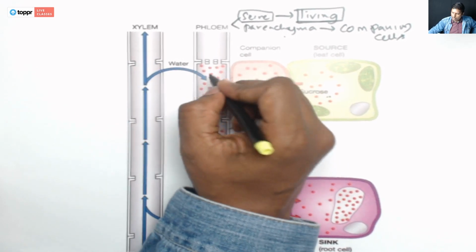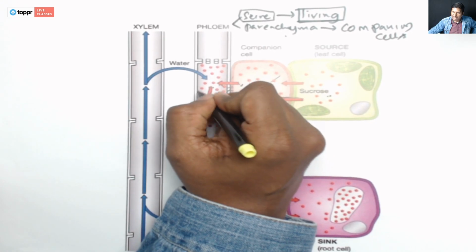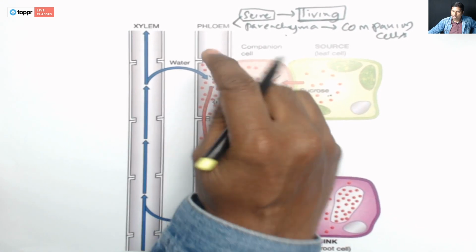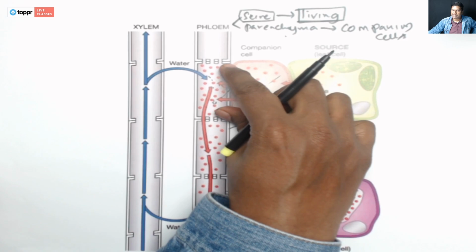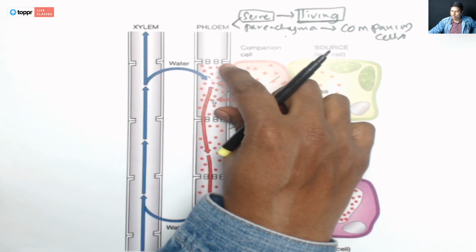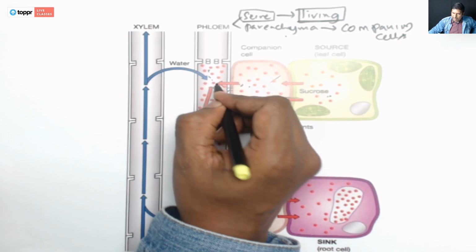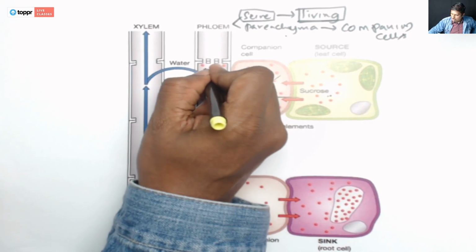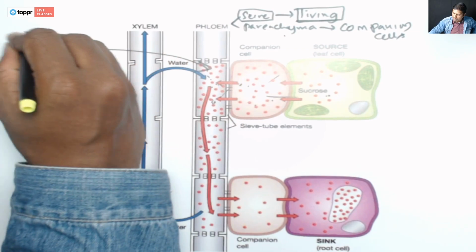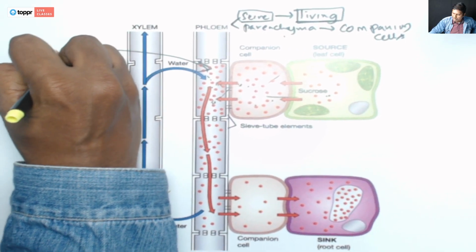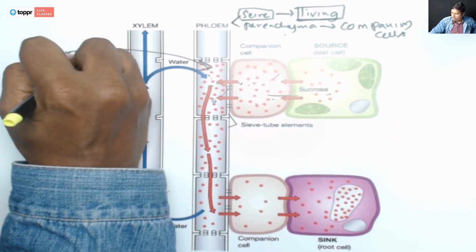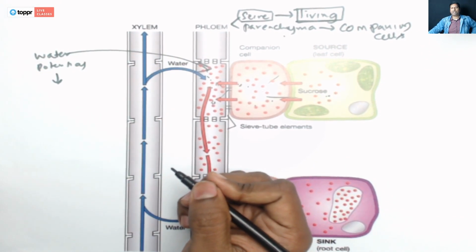Okay, now you have your sucrose getting accumulated in the sieve tube cell of the phloem, the sieve tube element of the phloem. Now once the solute starts to accumulate, what will happen? Again, same old story. If the solute starts to accumulate, water potential will go down.